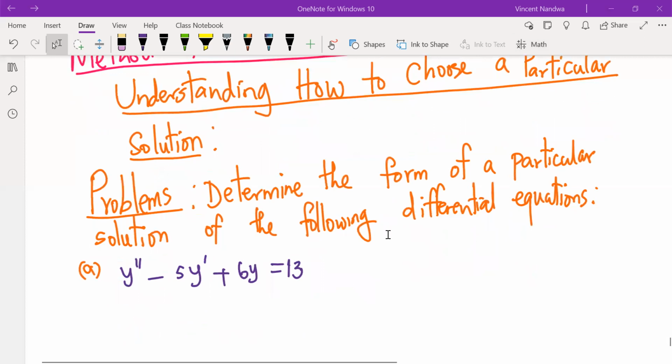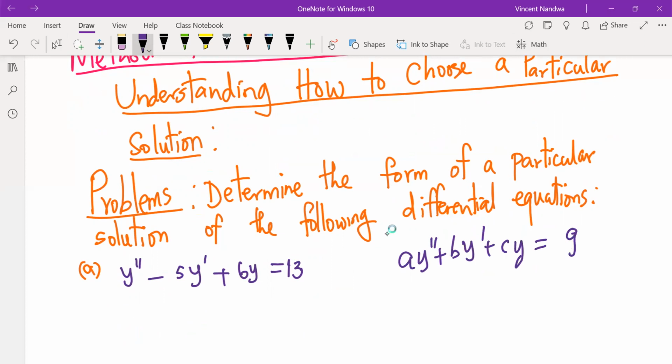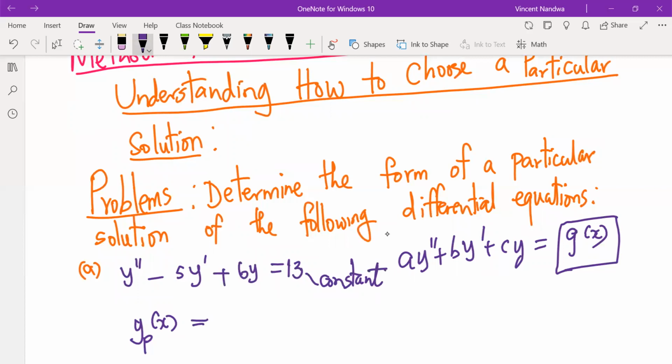So the key thing that we need to remember in this case is that we are trying to solve equations of this form. The particular solution yp is governed by the structure or the form of g of x. So for our case, because g of x here is a constant, then the correct form of yp is simply a constant, say a.